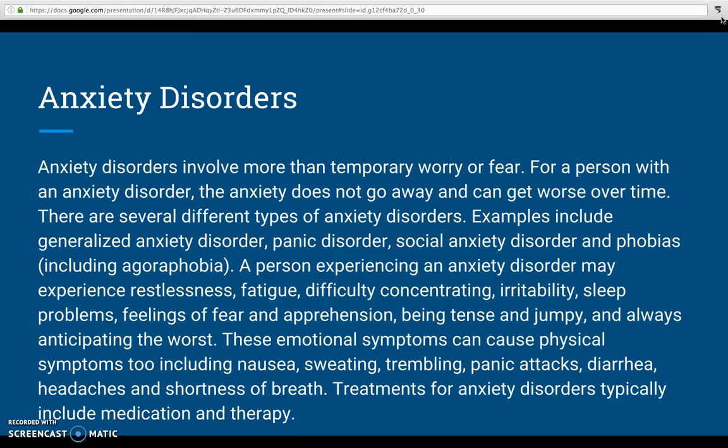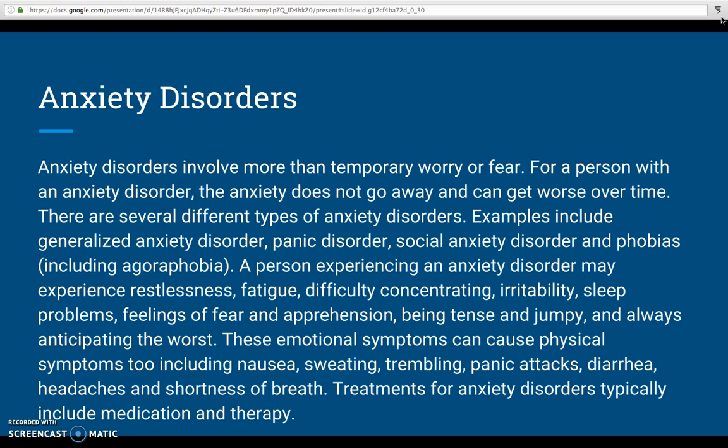Anxiety disorders. Anxiety disorders involve more than temporary worry or fear. For a person with an anxiety disorder, the anxiety does not go away and can get worse over time. There are many different types of anxiety disorders. Some examples are panic disorder, social anxiety disorder, and phobias like agoraphobia, where you don't want to go outside, arachnophobia, stuff like that.